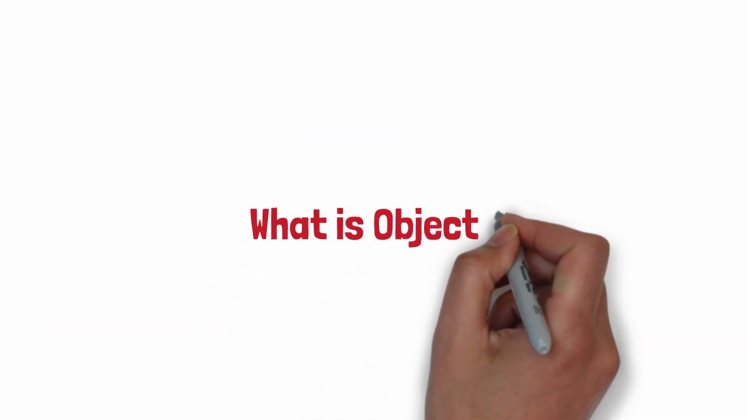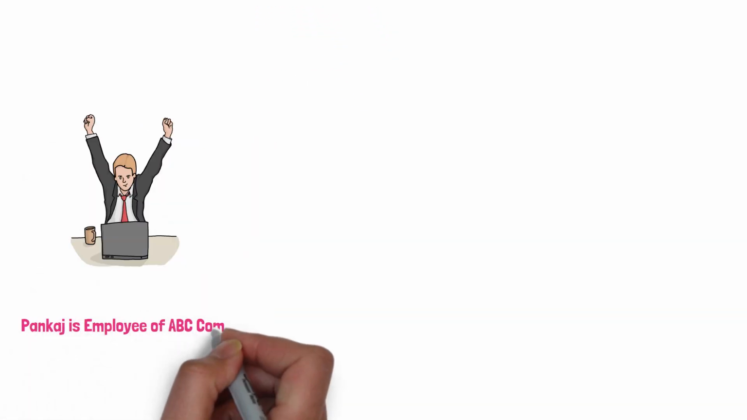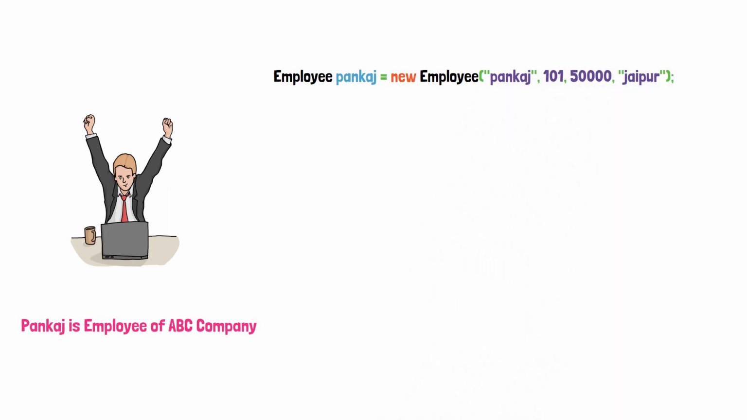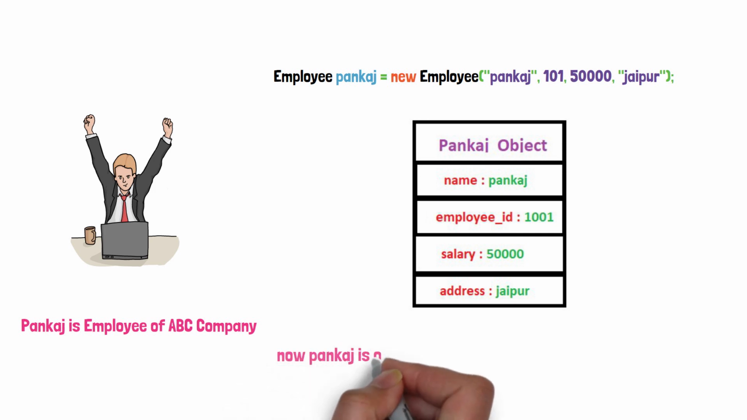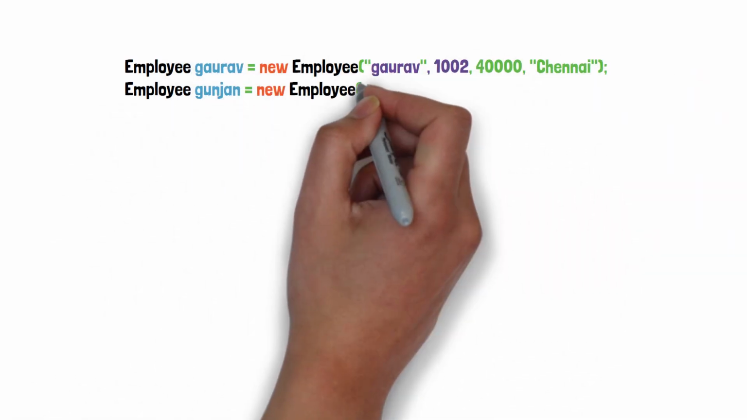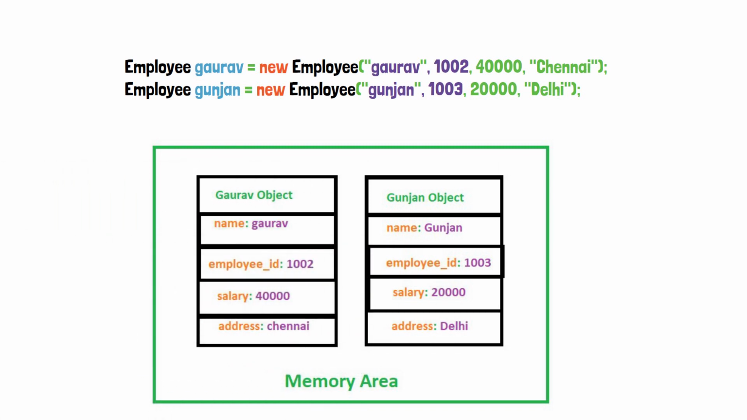Now what is an object? When we make some record using a class, we call that an object. So here let's say Pankaj is an employee of ABC company having the following details. That is the real world object, and the same thing we are correlating in Java programming also. With this one Employee class we can make any number of employee records. This is about Java class and object.